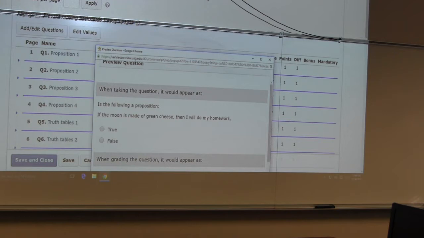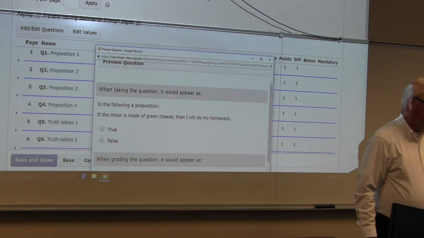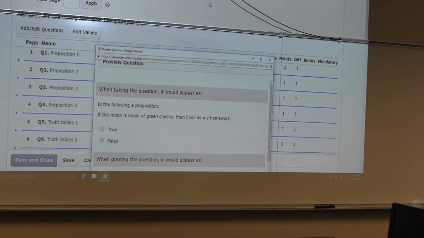What's the first part? If the moon is made of green cheese, is that true or false? False. That's right. So what does that make the if statement? True. We've got to remember, in the if statement, if the first part is false, it doesn't matter about the second part. If the first part is false, by definition, the if statement is true. It was not the question there, but I just want to bring that up. Make sure you remember that.